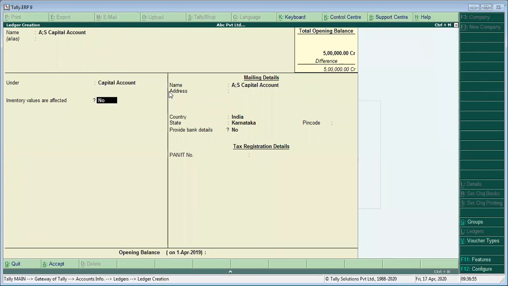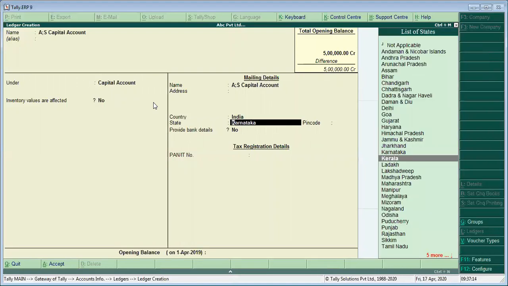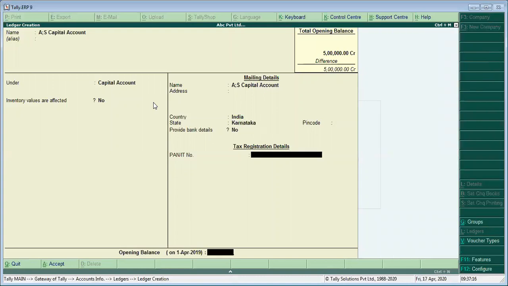Inventory values are affected. Very important. For what reason is this applicable? Suppose we are doing a stock transaction, then inventory values can be given here. If you are not moving on with stock, then by default Tally ERP9 selects the No option. Okay. So the Karnataka state, click the information.